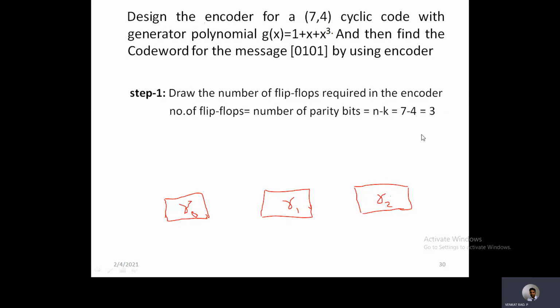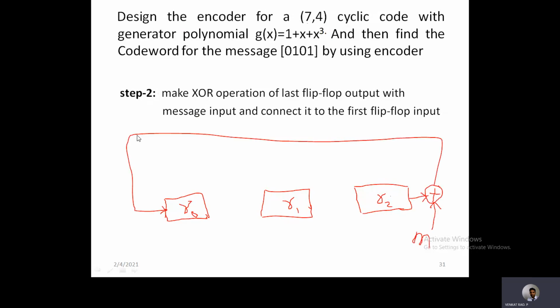After identifying the number of flip-flops, the next step is to make an XOR operation of the last flip-flop output with the message input. Let us assume this is the message input. Whatever message we are applying here must be connected here, so bit by bit it will make an XOR operation. So the last flip-flop output makes an XOR operation with the input, and finally connect this XOR output to the first flip-flop input. That's it. This is common for any encoder design.